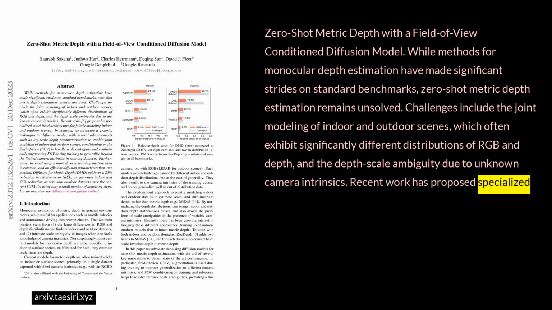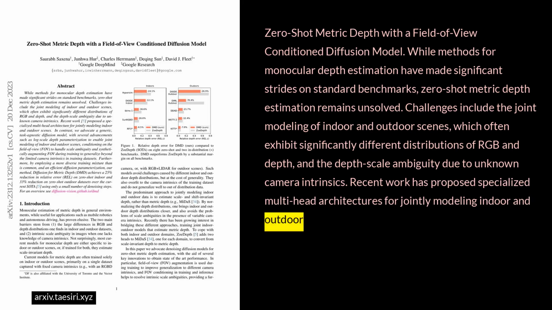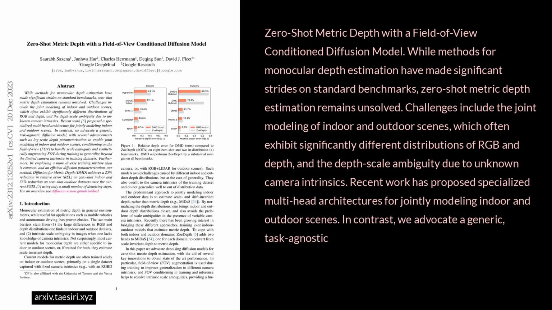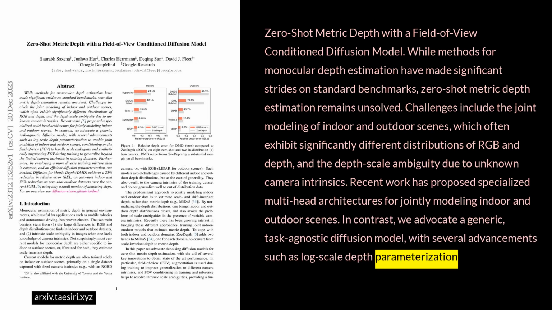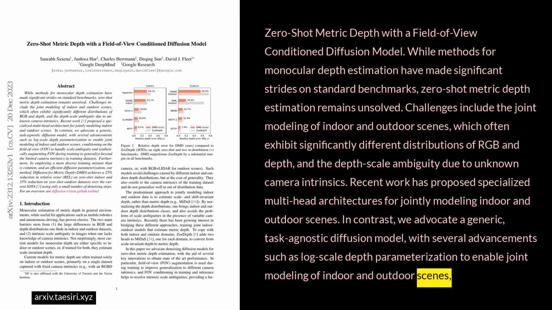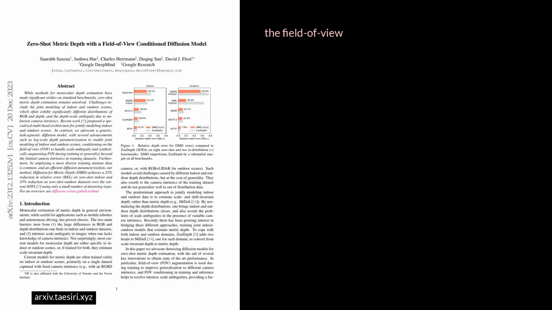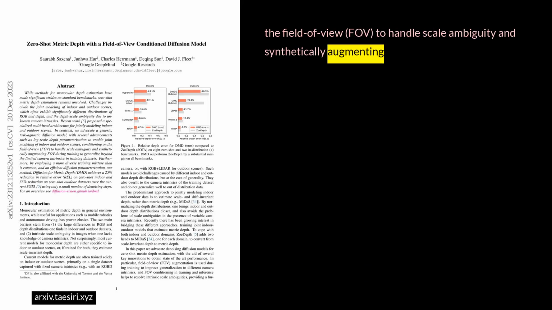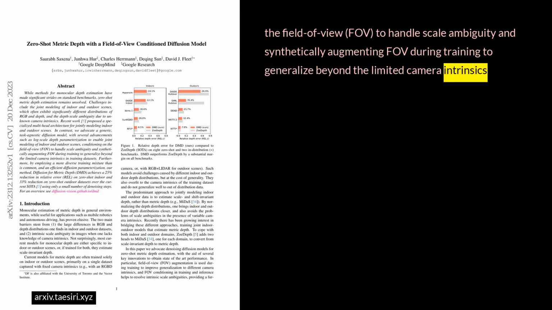Recent work has proposed specialized multi-head architectures for jointly modeling indoor and outdoor scenes. In contrast, we advocate a generic task-agnostic diffusion model with several advancements such as log-scale depth parameterization to enable joint modeling of indoor and outdoor scenes, conditioning on the field of view, FOV, to handle scale ambiguity, and synthetically augmenting FOV during training to generalize beyond the limited camera intrinsics in training datasets.